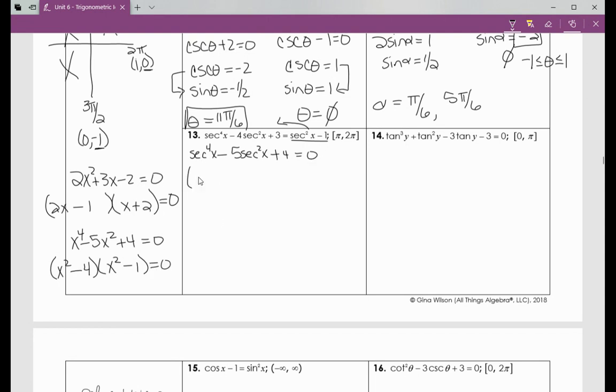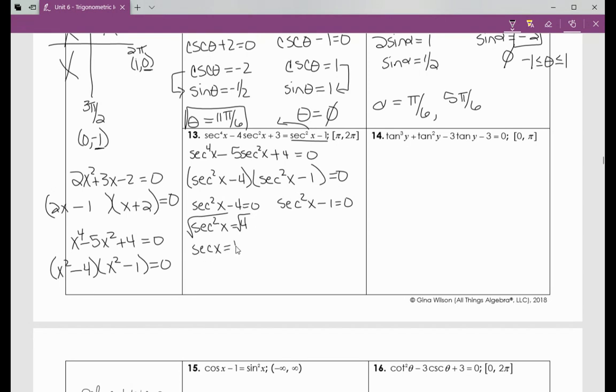So I'm going to put secant back in. So that's secant squared x minus 4 and secant squared x minus 1. I'm going to set both of those equal to 0. I'm going to solve each one. So that's secant squared x equals 4. When you take the square root, you get secant x equals plus minus 2. Here I get secant squared x equals 1 and secant x equals plus minus 1 when you take the square root of both sides.